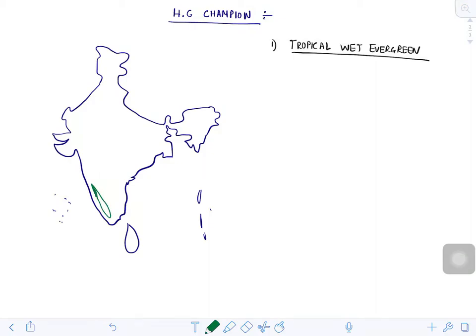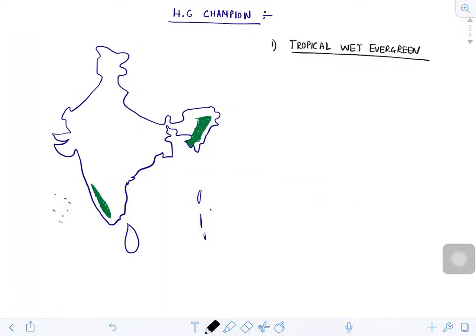the southern tip of India that includes the Western Ghats, and the northeastern part that includes Arunachal, Nagaland, Manipur, Mizoram and Tripura. So bear in mind, these are the two areas where you will find tropical wet evergreen forest. What are the characteristics of such forest? There is rainfall of 250 centimeters, 200 centimeters and above. You'll find trees that are lush green. Now this is the first classification.